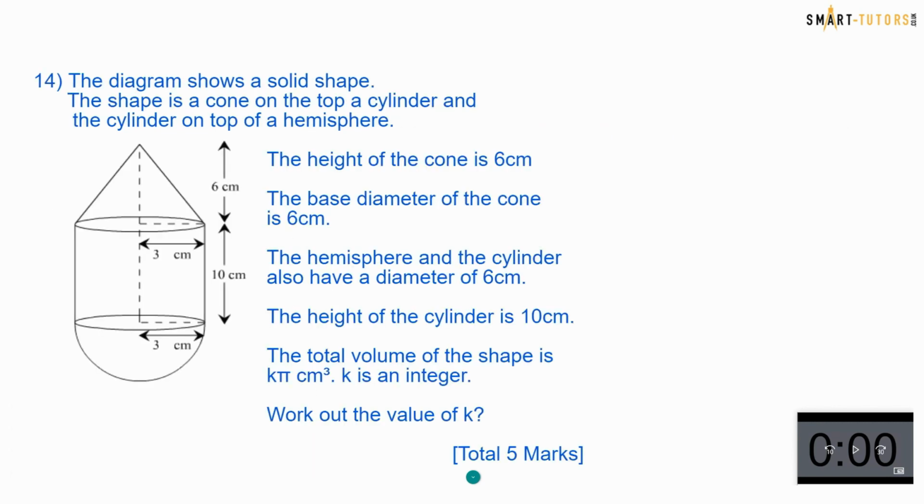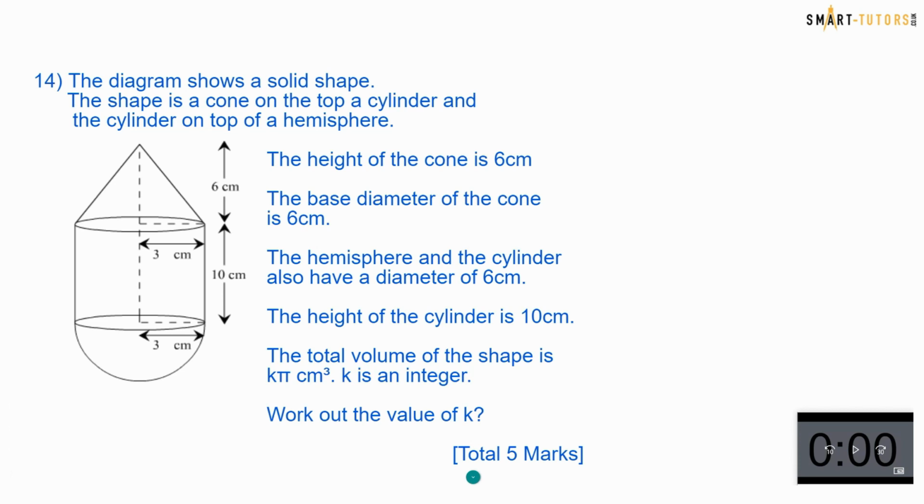The diagram shows a solid shape. The shape is a cone on the top of a cylinder, and the cylinder on top of a hemisphere. The height of the cone is 6. The base diameter of the cone, cylinder and hemisphere, everything is 6 centimeter. The height of the cylinder is 10 centimeter. Now the question is, the total volume of the shape is k pi centimeter cube. K is an integer number. Work out the value of k.